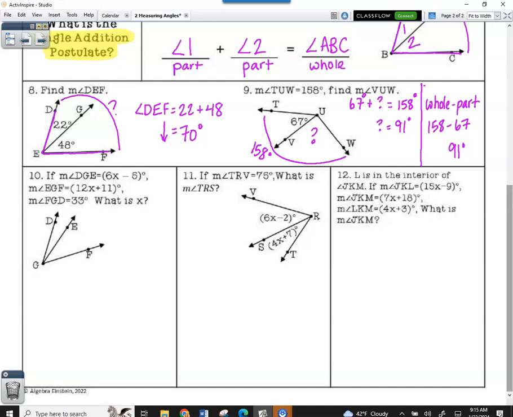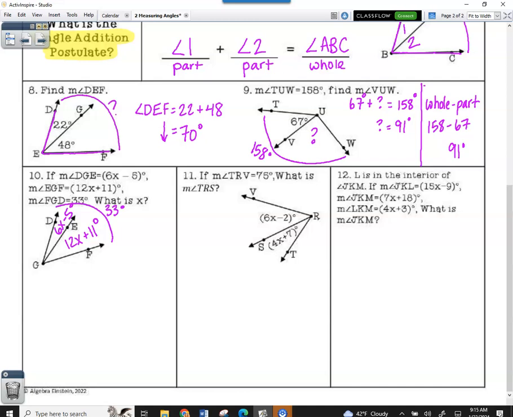Did you put, so DGE, did you put 6x minus 5 here? EGF, 12x plus 11 here? And did you make a note, so from here to the whole thing, did you make a note that the whole thing's 33? All right, and the question says, what's x? So we're solving for x.